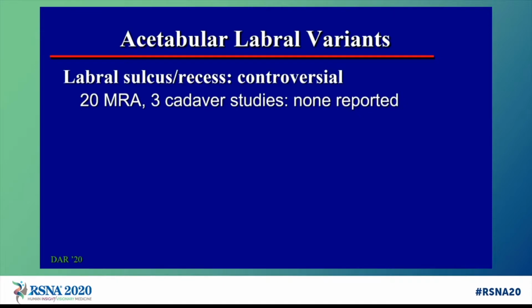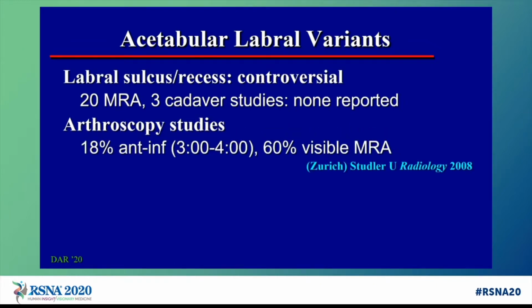If you look at the literature that looks at prospectively MR arthrograms or cadaver studies, recesses are not reported. The only reports come from studies that look at arthroscopies, and really from only a few different centers. So for example, this place in Zurich found that in their arthroscopies, about 18% of patients had a sulcus anteroinferiorly. When they went back and looked at those MRs, they said, aha, we can see those, but really what they're looking at, everyone else would have just called a tear.